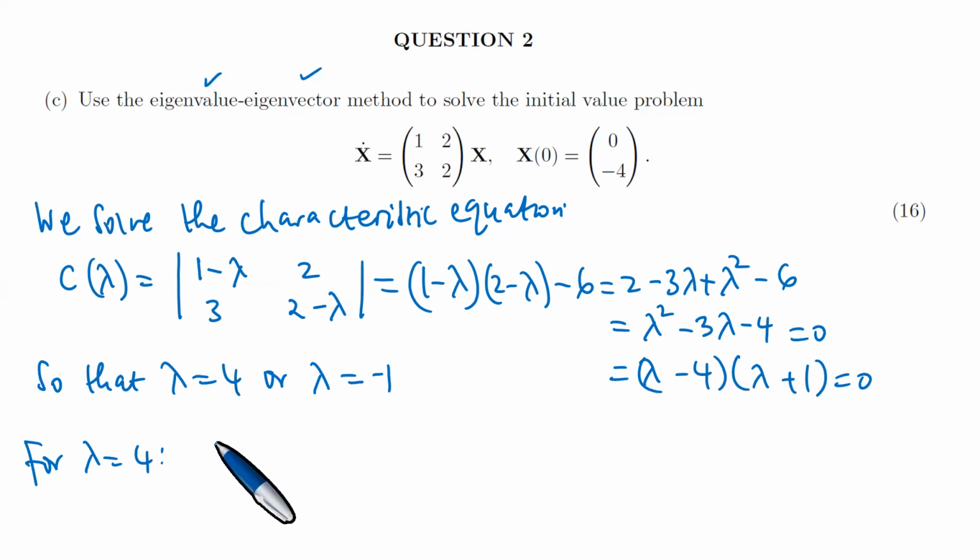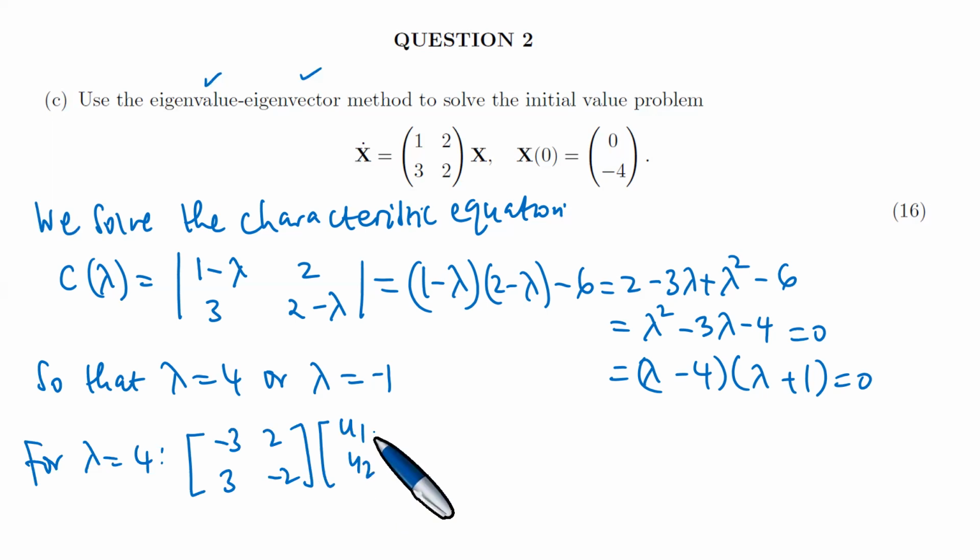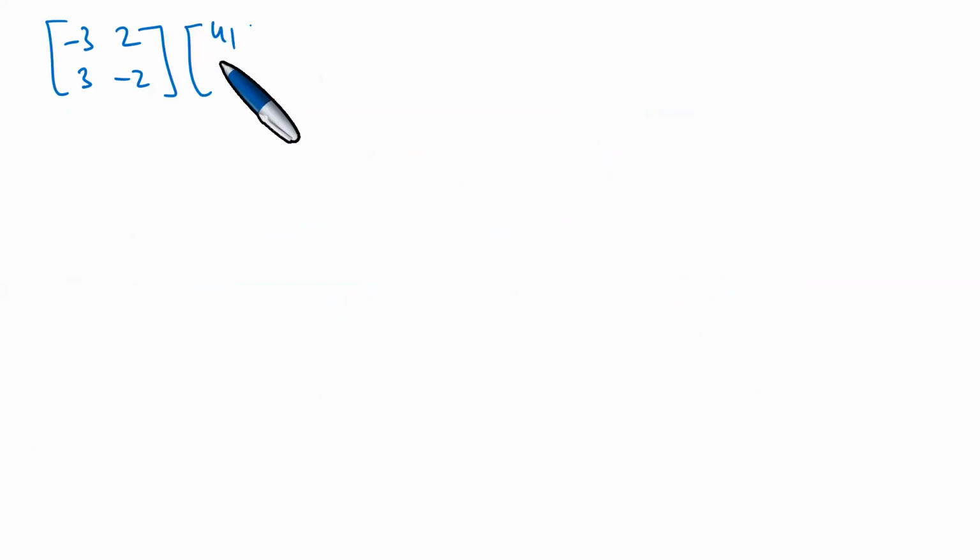We need to find the eigenvectors. For lambda equals 4, we substitute into that matrix. So 1 minus 4 is minus 3, and 2 minus 4 is minus 2. This gives the matrix with rows (minus 3, 2) and (3, minus 2), multiplied by (U1, U2) equals 0.